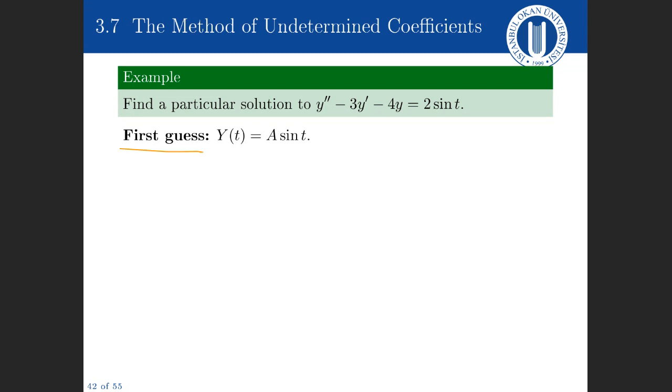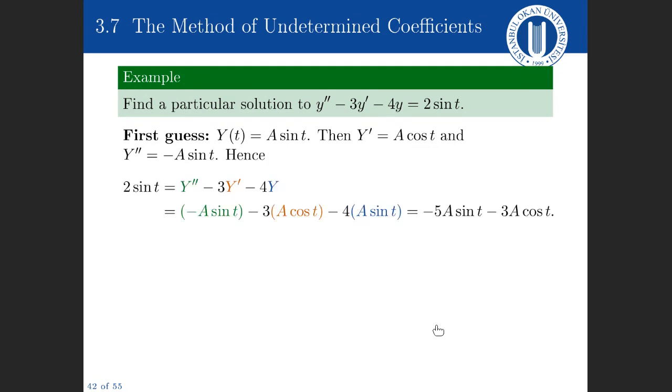There's a clue here. Why is it first guess? Straight away, you're probably thinking something is going to go wrong here. This is not going to work. Let's try this. Differentiate 2 times, put it into the differential equation, and we end up with 2 sine t is equal to minus 5A sine t minus 3A cos t.